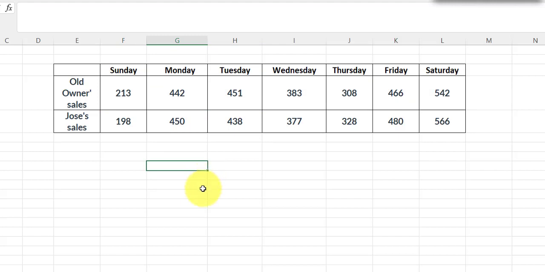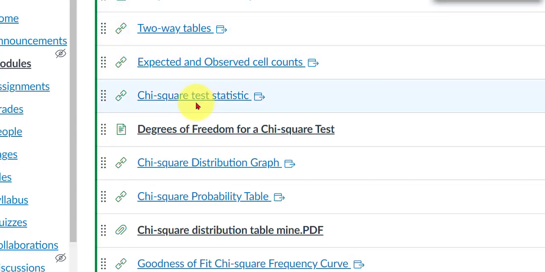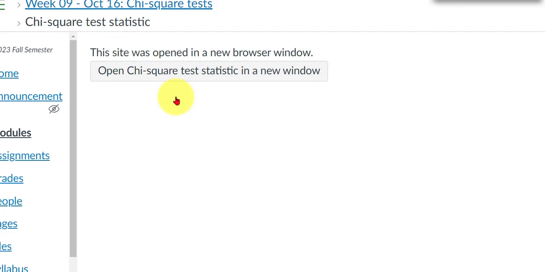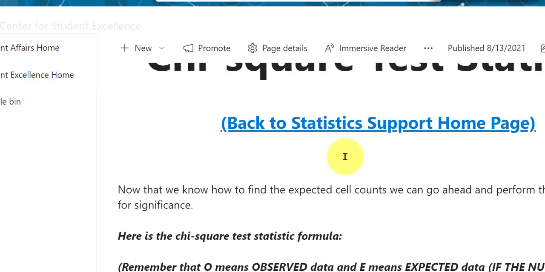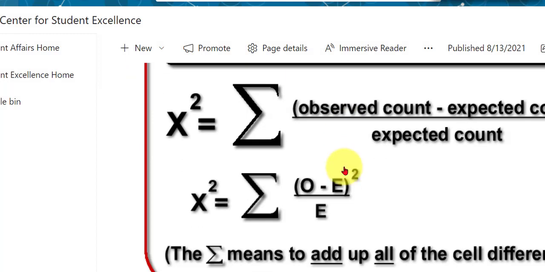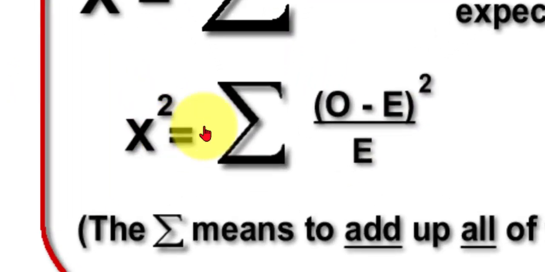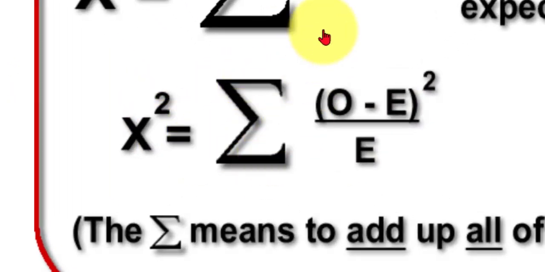We're going to go ahead and use the formula for chi-squared, which can be found right here. Let's open that up. Go to a different window. And there is the chi-squared statistic right there. Chi-squared equals the summation of the difference of the observed minus expected squared divided by expected, and that's for each one of these things. So let's get back to our data set.